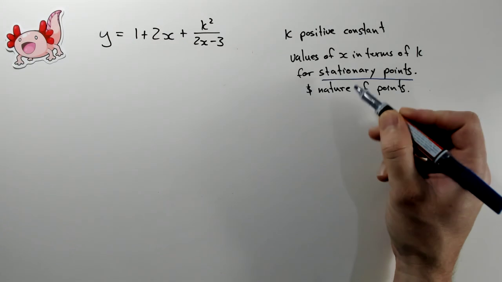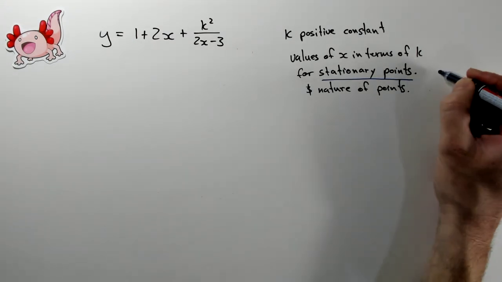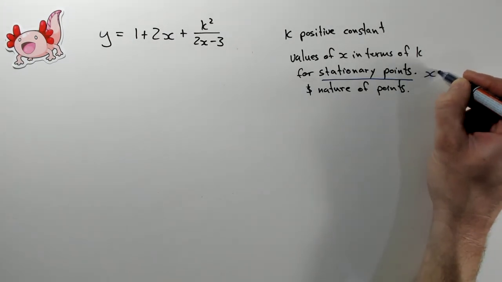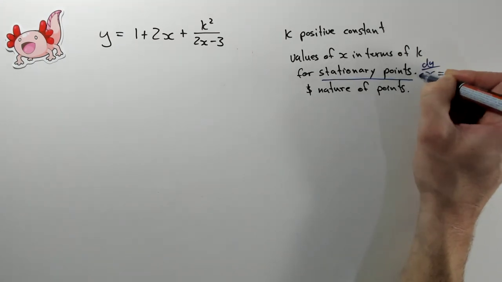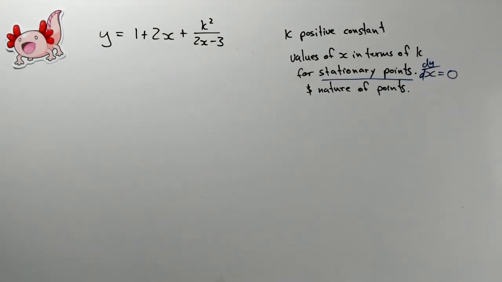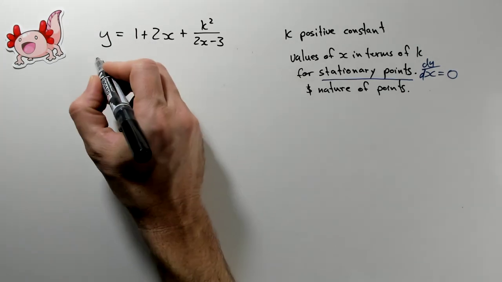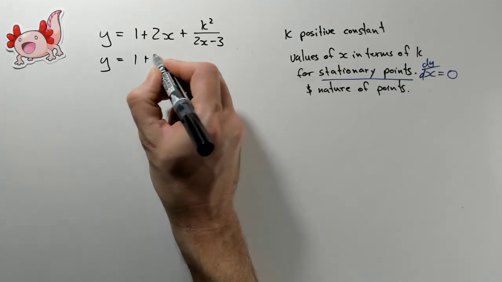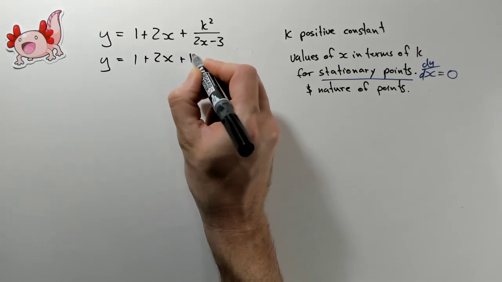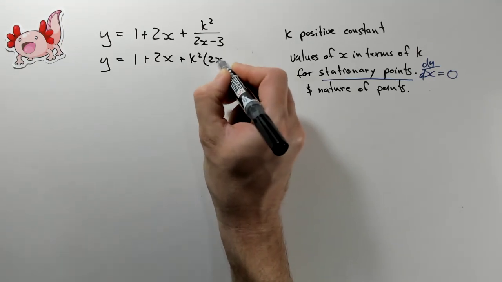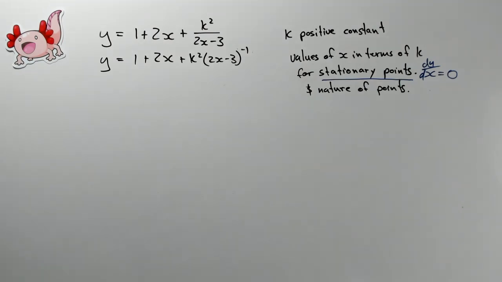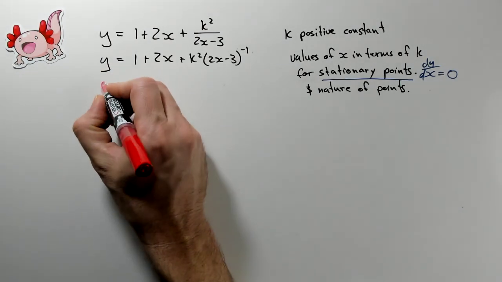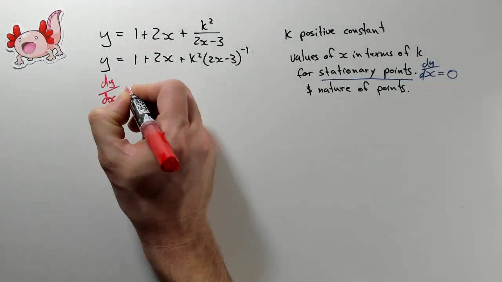So whenever I hear stationary point, the first thing I'm thinking is derivative. And I know the derivative function, dy over dx, is going to have to be 0. So first of all, I'm going to rewrite that just so that it's a bit easier to differentiate. So 1 plus 2k squared times (2x minus 3) all to the power of negative 1. And now I'll differentiate. So dy over dx.